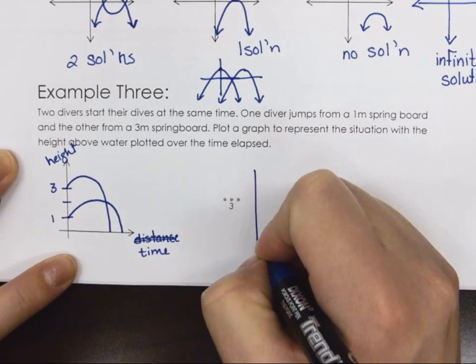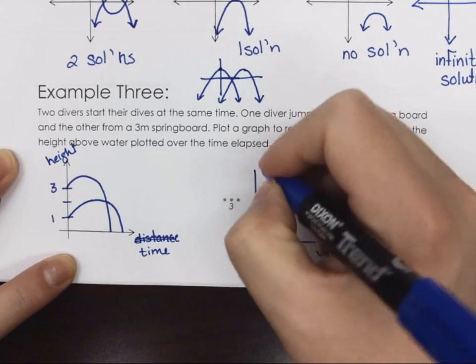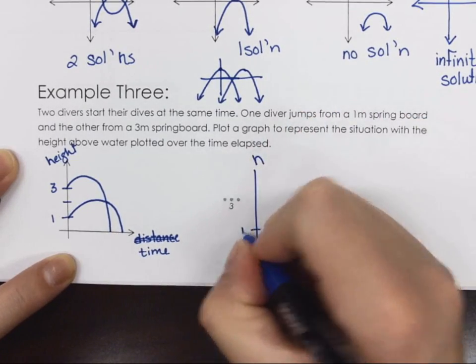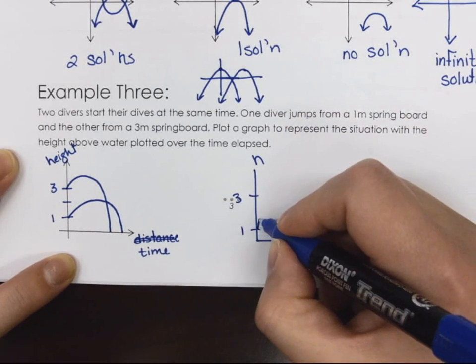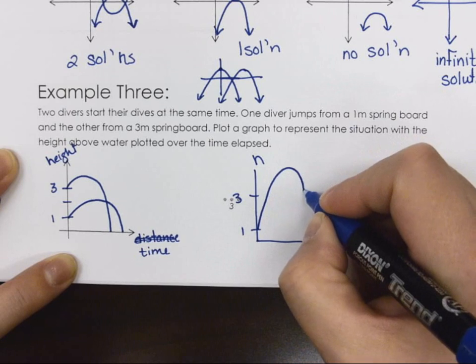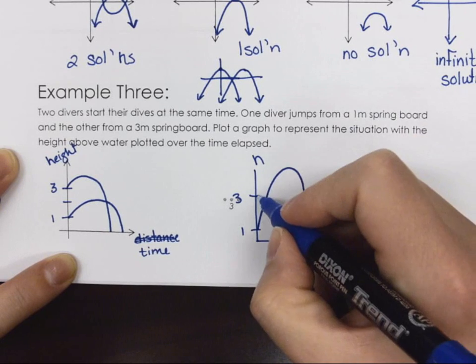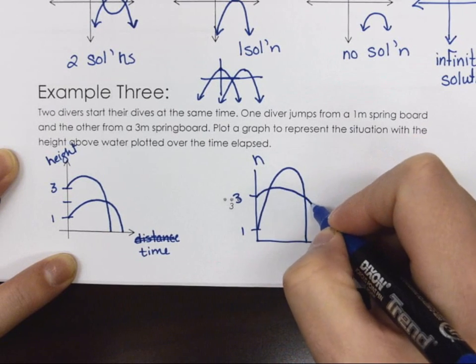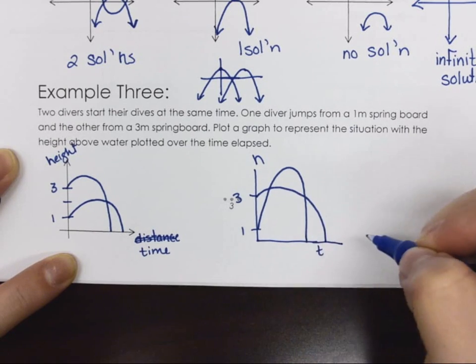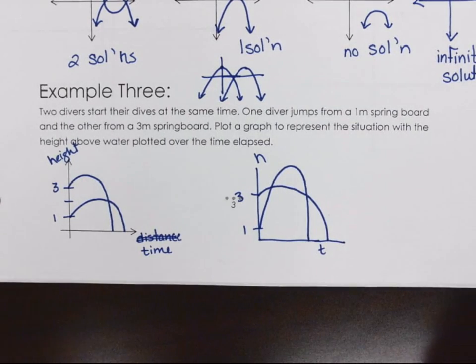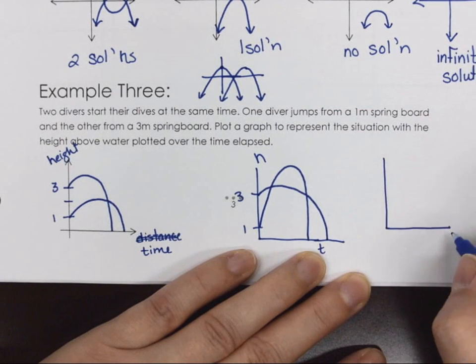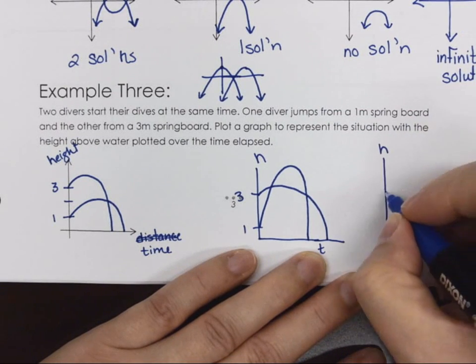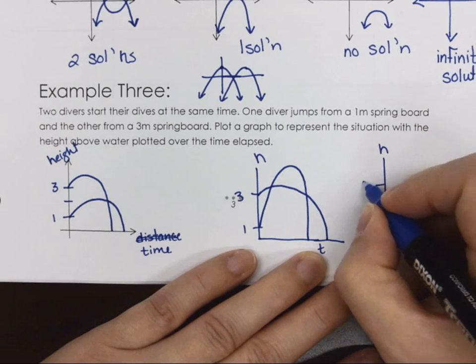You could do 2 if the one who jumps from 1 meter jumps very high. So with 1 and 3, if we were to do 2 solutions, we could have this guy jump really, really high and this guy not so much. So there's a 2 solution situation. And then we could do it where there's no solutions.